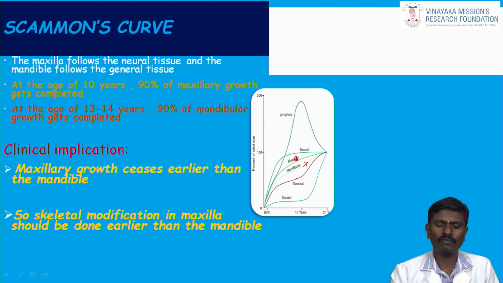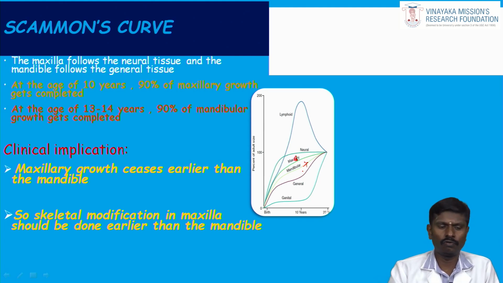So if you want to give any myofunctional appliance for the maxilla, you should follow this Scammon's growth curve. At the age of 10 years, 90% of the maxillary growth will be completed. At the age of 13 to 14, 90% of the mandibular growth gets completed. So if you want to give any myofunctional appliances or orthopedic changes to the maxilla, you should start early. For the mandible, you have more flexibility in timing.